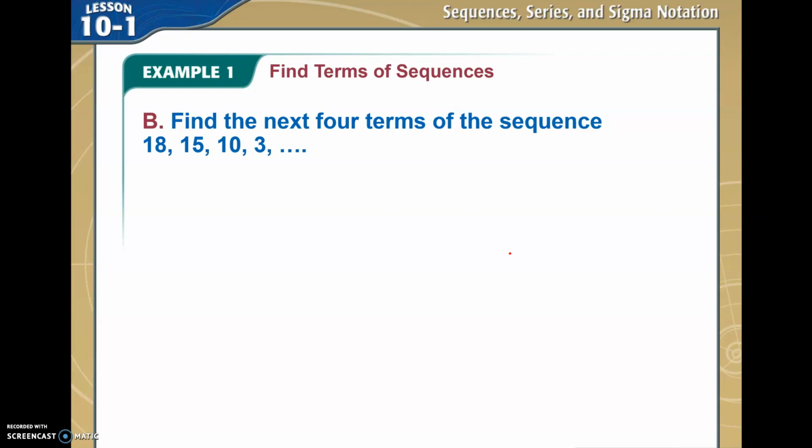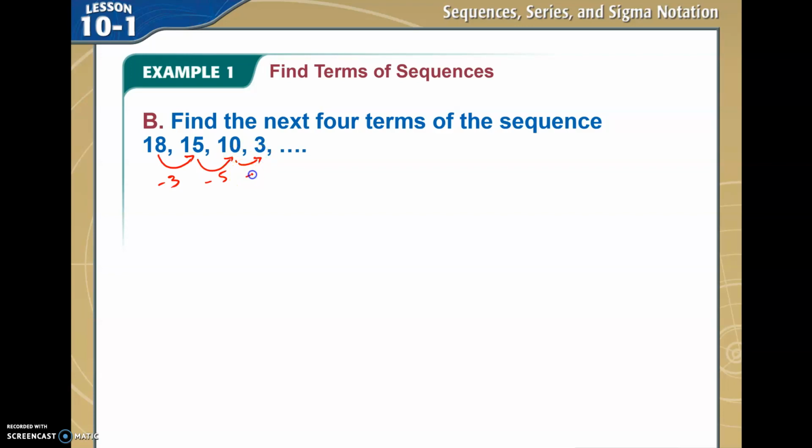Now, 18 to 15. What is happening? You are subtracting 3 from the previous term. 18 minus 3 is 15. What is happening next? -5. Correct? What is happening next term?